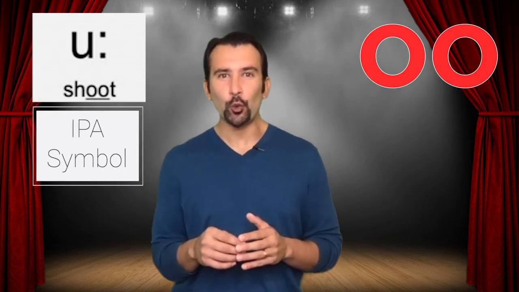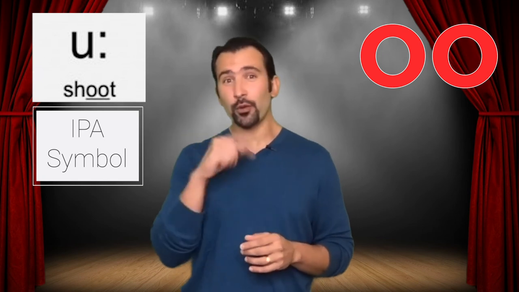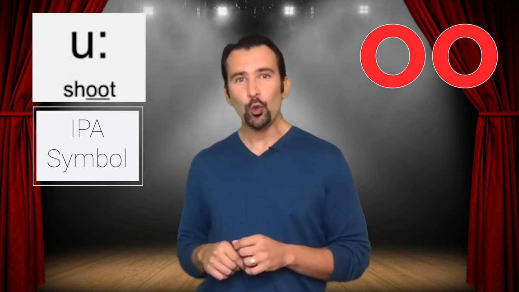All right, so the next thing that we're going to do is for O. O has three sounds, but we're going to start with "ooh." Ooh. All right, so now move around the space and express happiness with that sound.